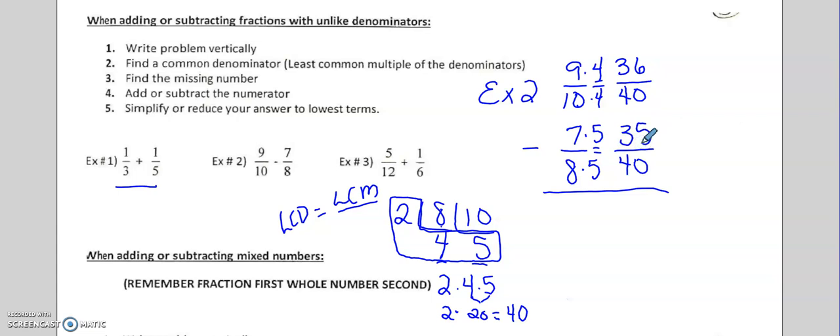And notice I'm subtracting. So when I'm adding and subtracting fractions, the denominator stays the same. So the denominator is going to stay 40, but I'm going to subtract this time 36 minus 35. And the answer is 1. Can I simplify? Whenever the numerator is 1, you're done. You don't have to simplify anything else if the numerator is 1. So I know I am finished.